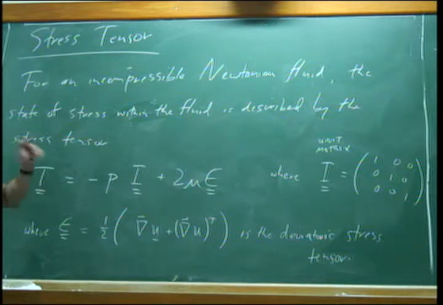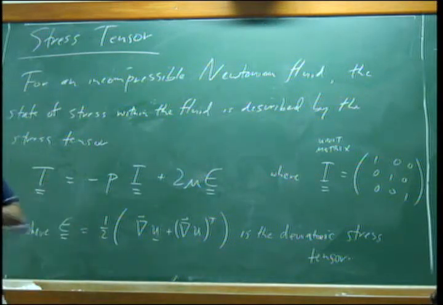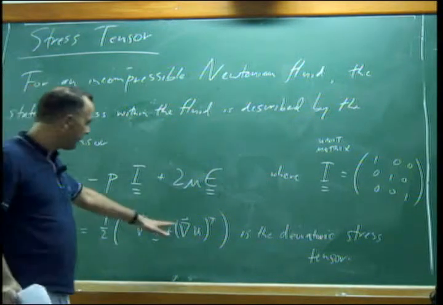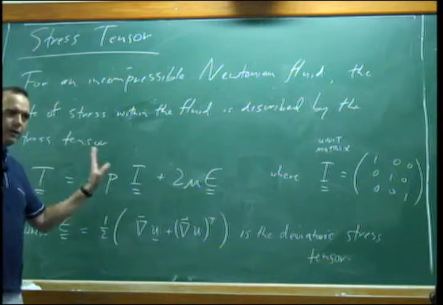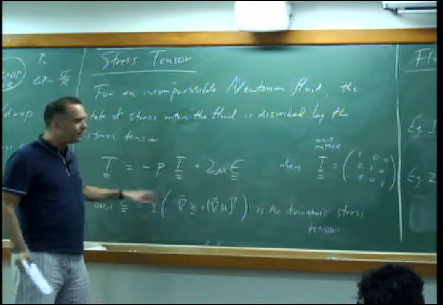So there are two contributors to the state of stress within the fluid. One is the local pressure field, and one is the local velocity gradients. Those enter through viscosity. If you have an inviscid fluid, these things vanish, and the state of stress is determined entirely by the pressure field.